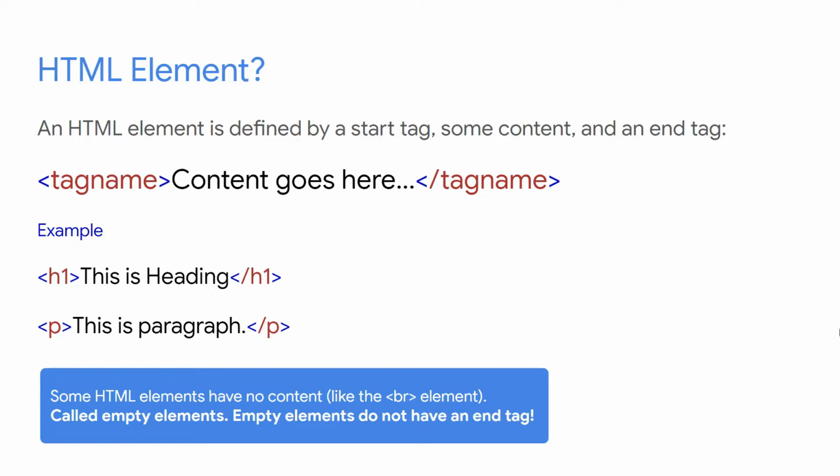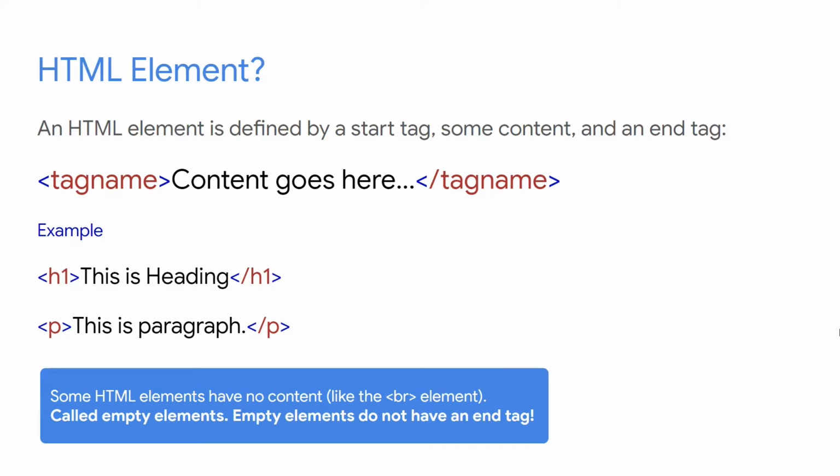So what is an HTML element? An HTML element is defined by a starting tag, some content, and then an end tag. So this is an example, like we have a starting tag. You mention the tag name, and then you need to close the tag by using this symbol. And in the middle part you have to pass the content.